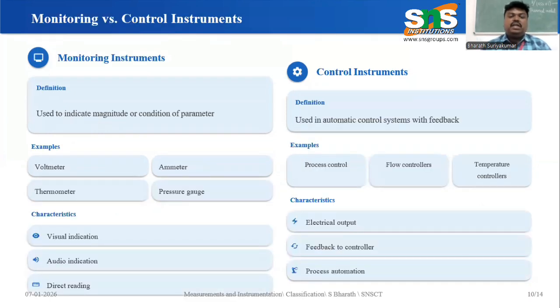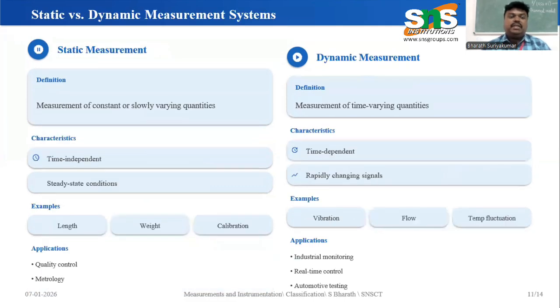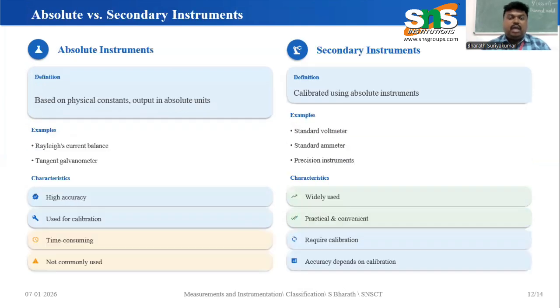Monitoring instruments and control instruments are used to indicate the magnitude or condition of a parameter, and are used in automatic control systems with feedback. Static and dynamic instruments: measurement of constant or slowly varying quantities is done by a static instrument, and measurement of time-varying quantities by a dynamic instrument. Various examples are also listed here. Absolute and secondary instruments: based on the physical quantities, secondary instruments are calibrated using absolute instruments.